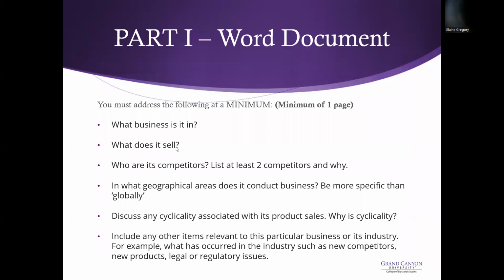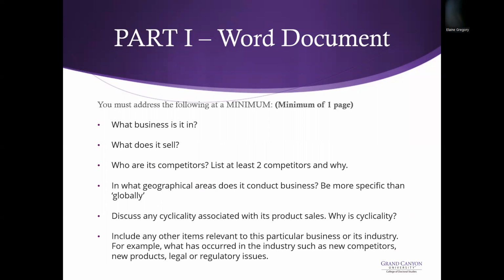Now, in your part one Word document, you must address the following at a minimum. You can put more in, but you must have these elements, and it must be a minimum of one full page. You can go longer than that. If you go shorter, you have to make sure that everything is listed in that one page. So what is the business? What does this business sell as its product? Identify at least two competitors and why they are competitors to your company.